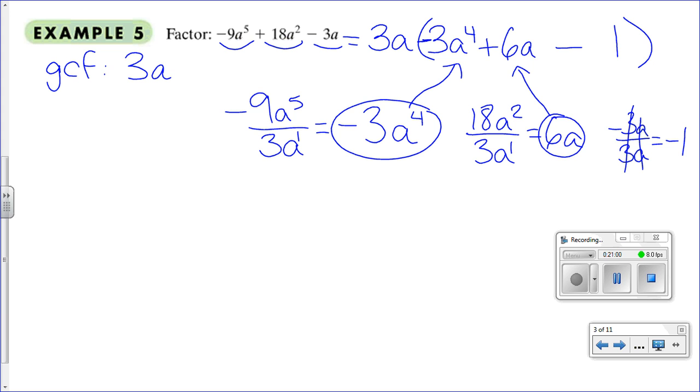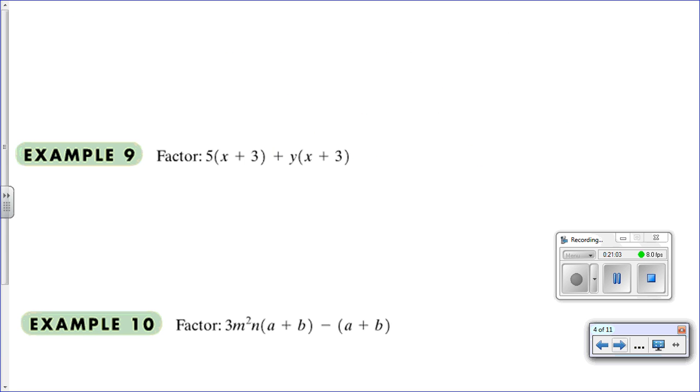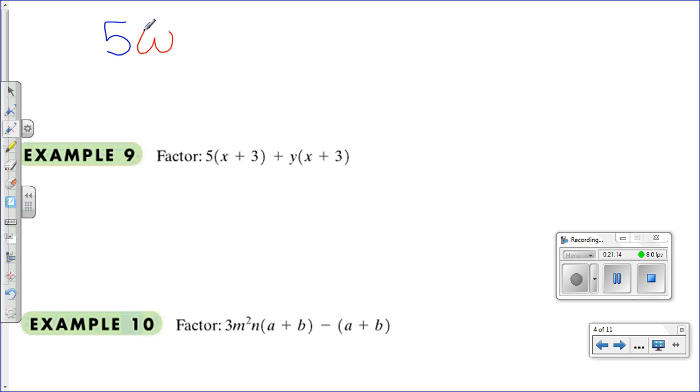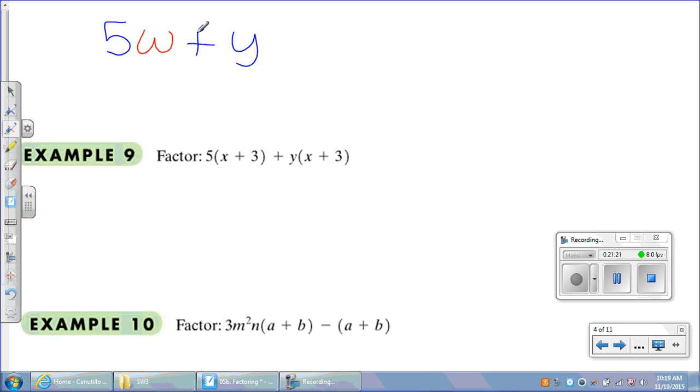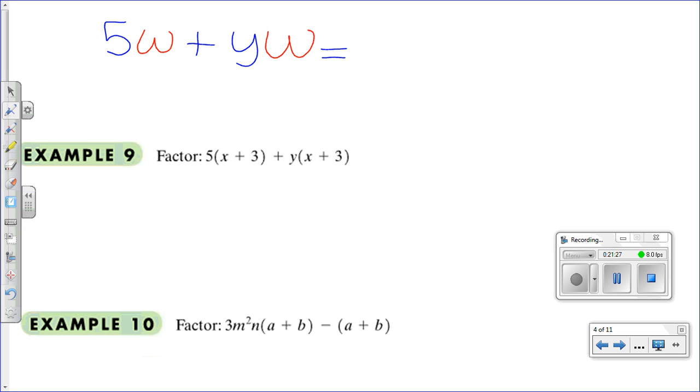Okay, we're going to go to the next slide. You also need to write down the problems. Before you write example 9, I want you to write the following. So write down that problem, and I want you to look at it and tell me what factor do those two terms have in common? W, right? It's pretty obvious. I even made it red for you. So the GCF here is W.